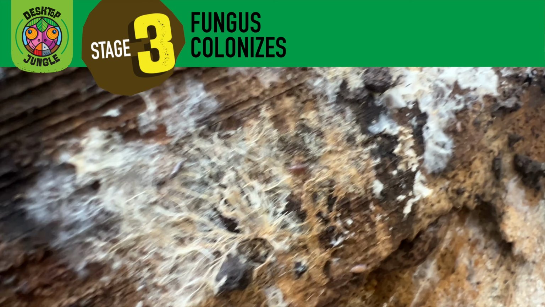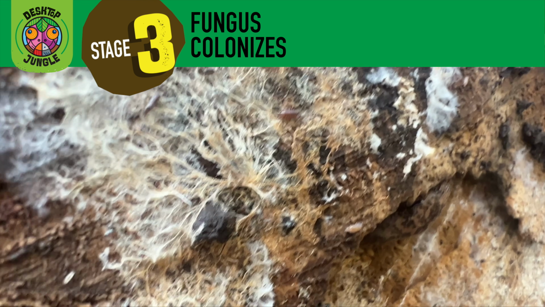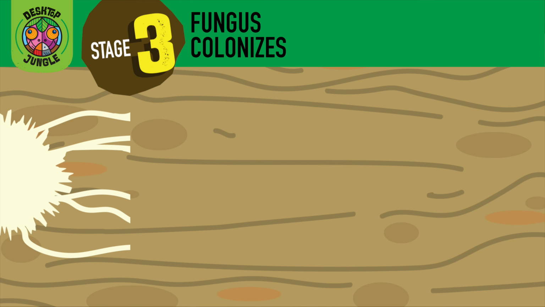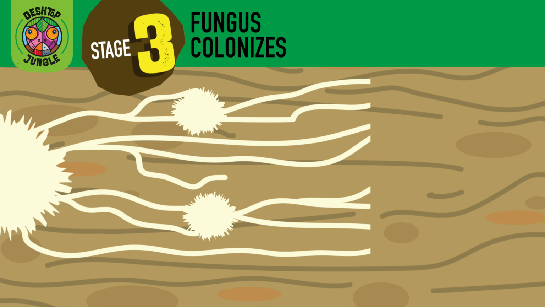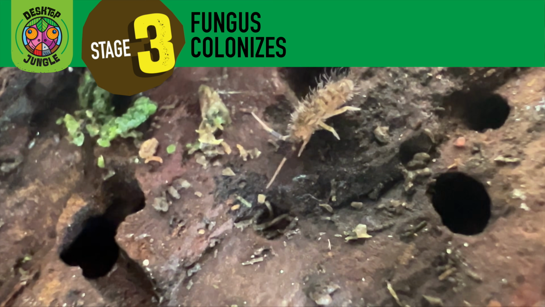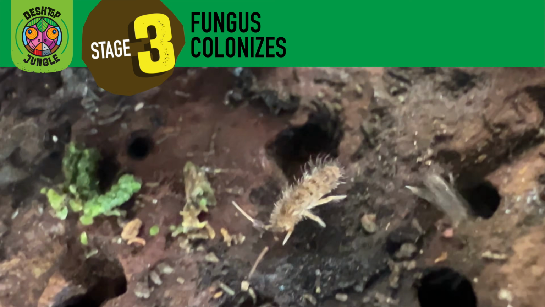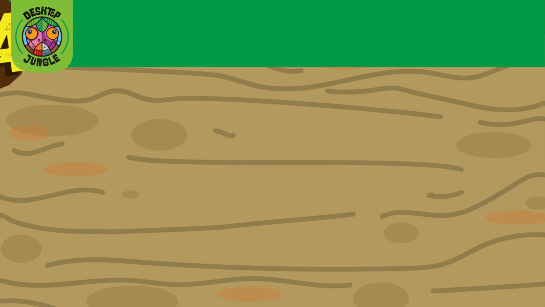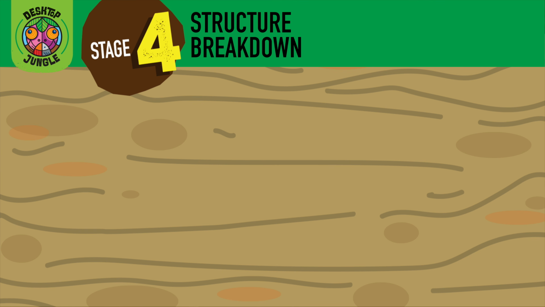Stage 3 is where fungus colonizes. Once those sugars are gone, fungi, which had already begun colonizing earlier, take over. Mycelium spreads through the wood, beginning cellulose breakdown. Springtails, mites, and beetle larvae arrive to feed on fungal growth, and it forms the base of this really cool food web. At stage 4, the structure breaks down.